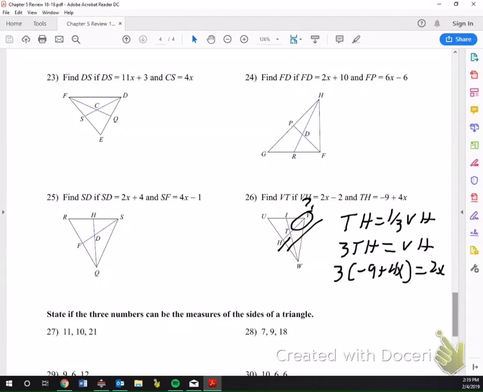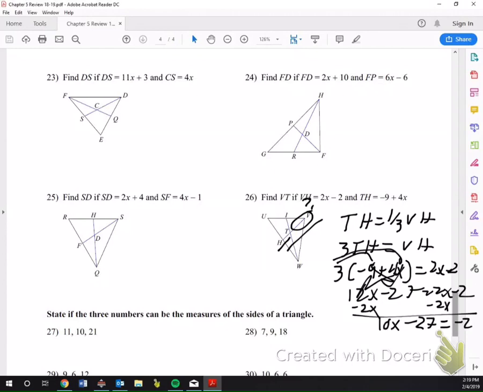So we write our equation, plug in our values, distribute. I switched around, so I went 3 times 4x is 12x, and 3 times negative 9 is negative 27. So we have 12x minus 27 equals 2x minus 2. Subtract 2x from both sides. We get 10x minus 27 equals negative 2. I'm going to add 27 to both sides, and I'm going to get 10x equals 25. Now this is unfortunate because my answer is going to be x equals 2.5.